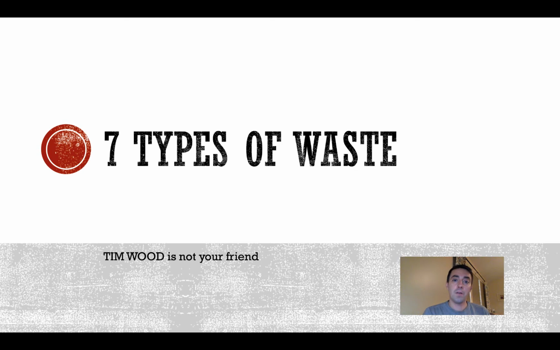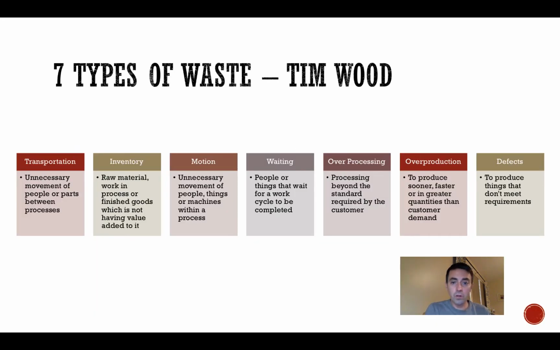So I'll introduce you to a concept and an acronym known as Tim Wood. And Tim Wood is not your friend, but Tim Wood corresponds to the 7 different types of waste. And we'll go through those right now. So here's the 7 types of waste right in front of us. So think Tim Wood, and as we go through these, I'll give you a high-level example, and then we'll give you some real-world, almost case studies of how to remember Tim Wood.